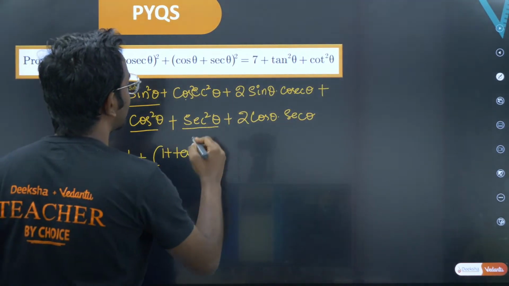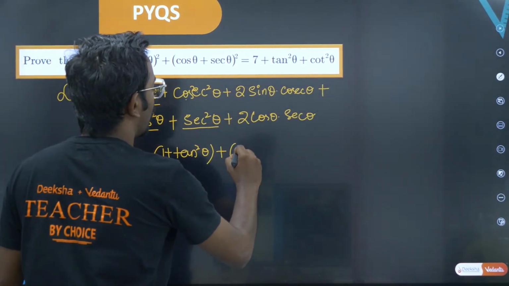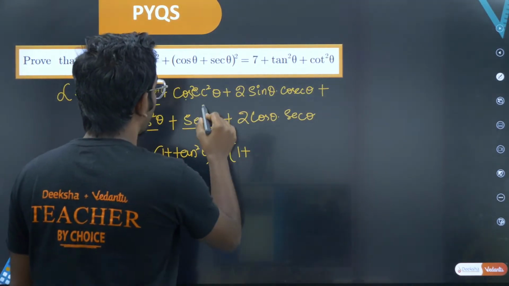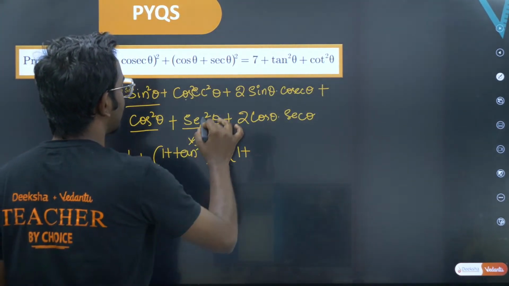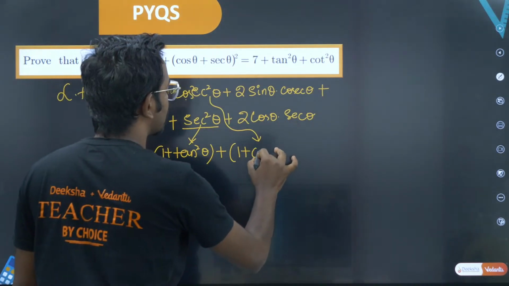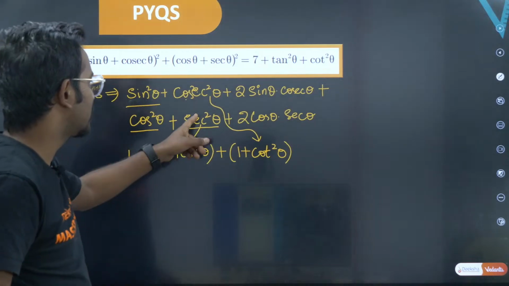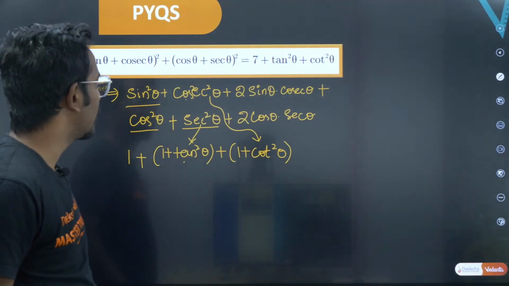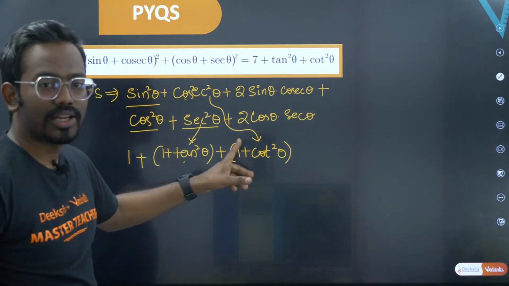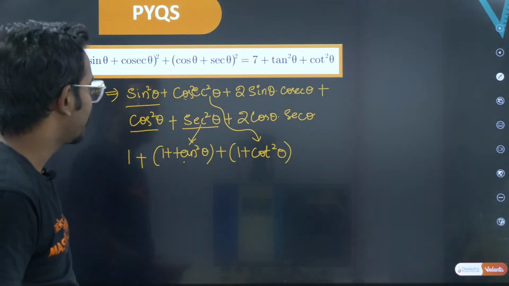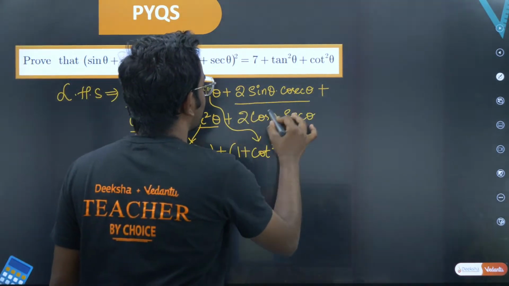Also, can I write secant square theta as 1 plus cot square theta? Don't get confused. Secant square theta can be written as 1 plus tan square theta. Cosecant square theta can be written as 1 plus cot square theta. Hope this is clear. Okay, so now you are left with these things.